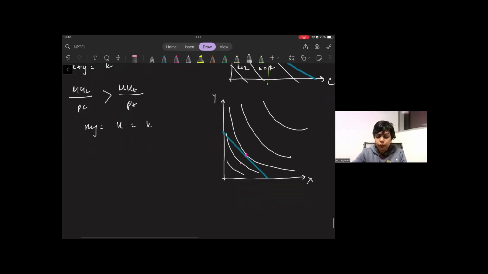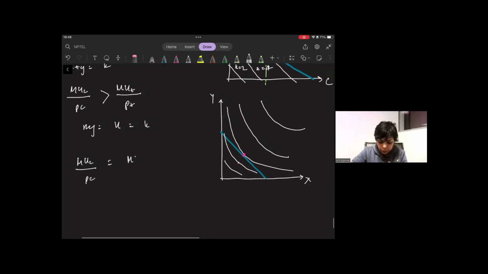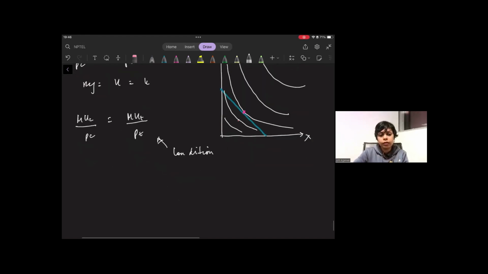When that happens you will keep increasing it until you reach the point where your MUC by PC will be equal to MUT by PT, because this is the condition for tangency, right? This is the condition for tangency. And of course, this is going to happen only if MUC and MUT are not constant. In a straight line, you know that they are constant, right? So this kind of a thing will not arise. So we are not talking about that straight line condition here.